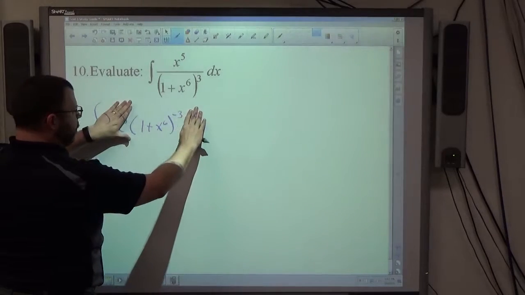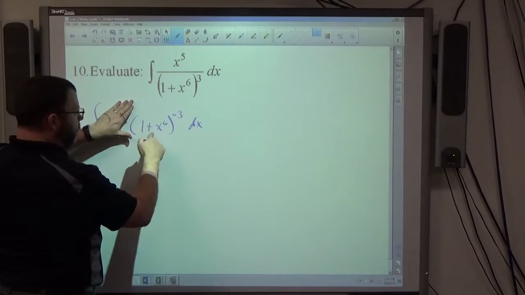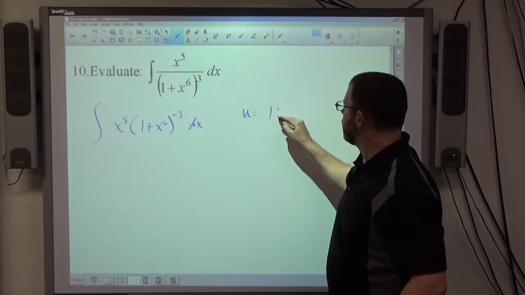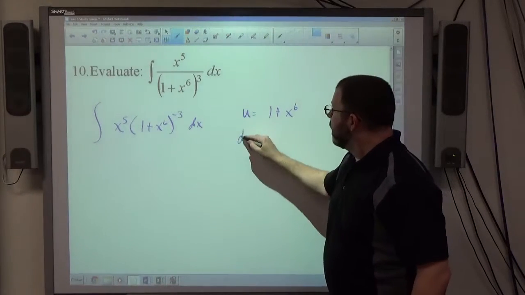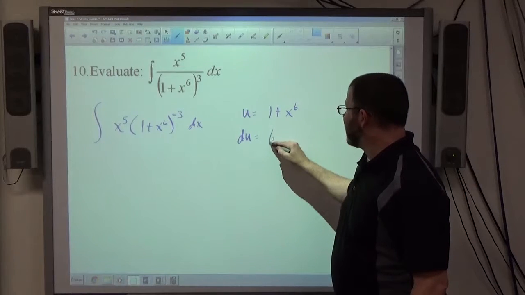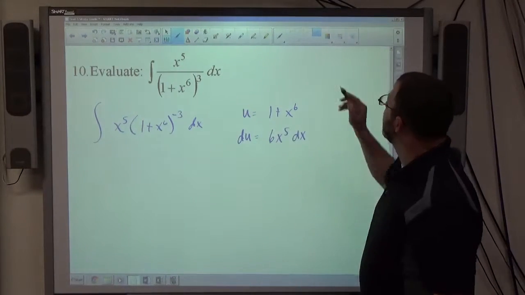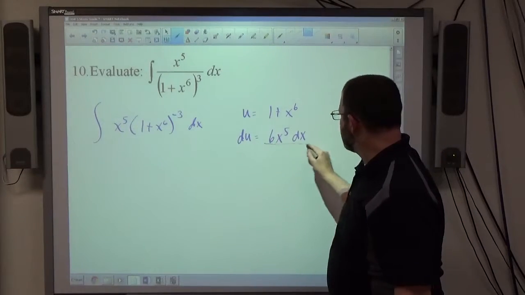Okay? Don't focus on anything but the power structure. Whatever's being raised to the power is u. So u equals 1 plus x to the 6th. du is the differential, which will be 6x to the 5th dx. Compare what we have to what we need. I'm supposed to have 6x to the 5th dx.